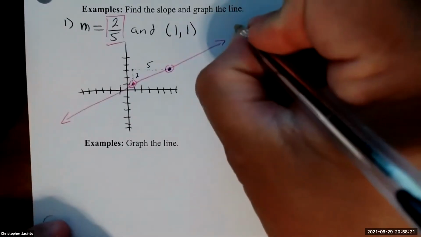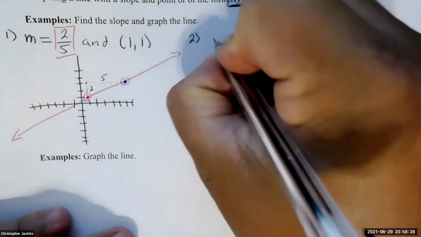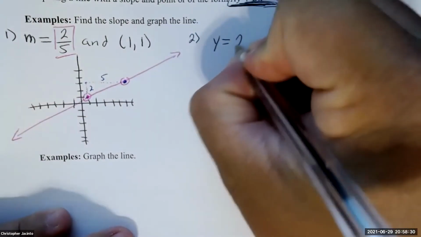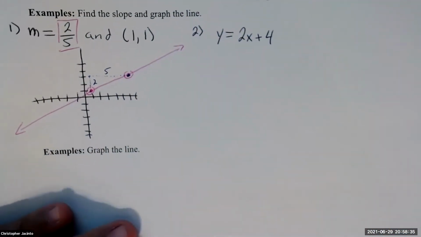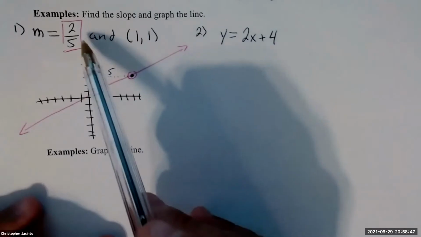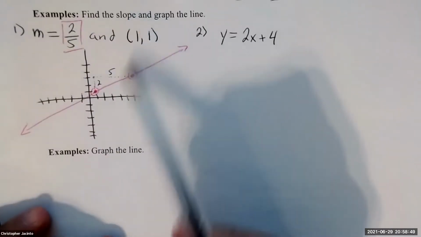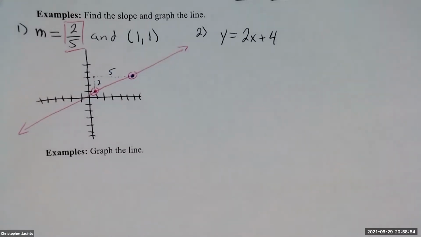Okay. Let's try another one. So let's suppose I give you something like this now. And same thing, I asked you find the slope and graph the line. Well, that's not fair, right? Here I gave you the slope, so that was done, and we just had to graph it. But this one, we have to do both. We also find the slope and also have to graph the line.